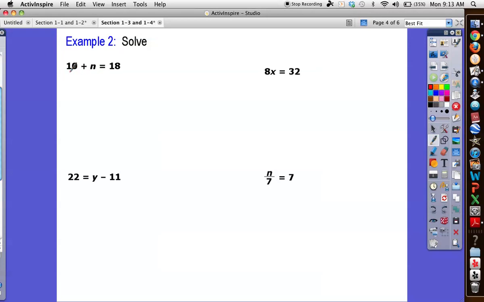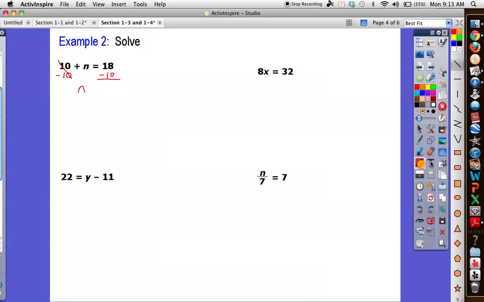So if I'm adding 10 here, it would make sense to just do the opposite. The opposite of adding something is to take it away. So I'm going to take away this 10. And notice that gives me 10 minus 10 here is 0. I don't need to write the 0. I just write whatever remains on this left side here.